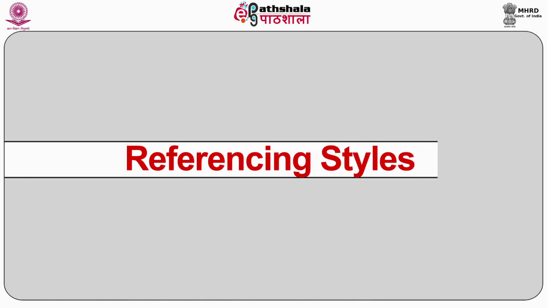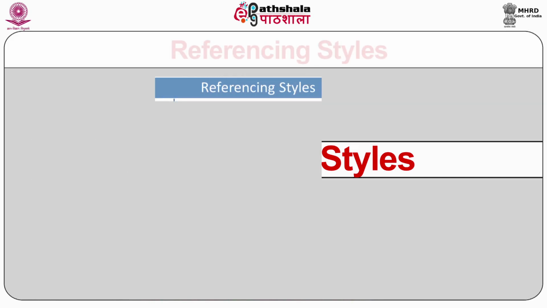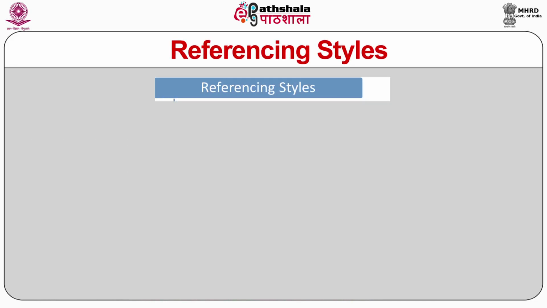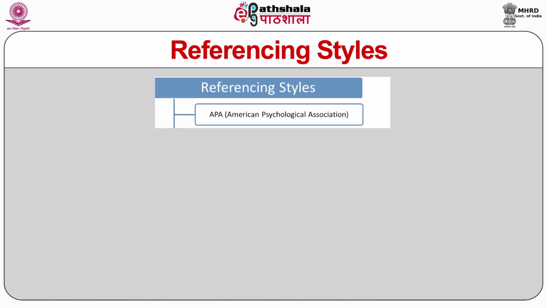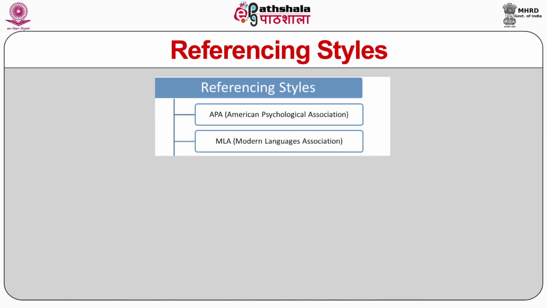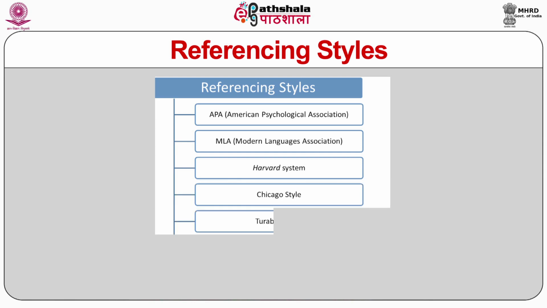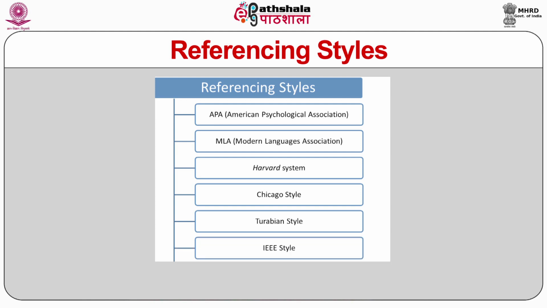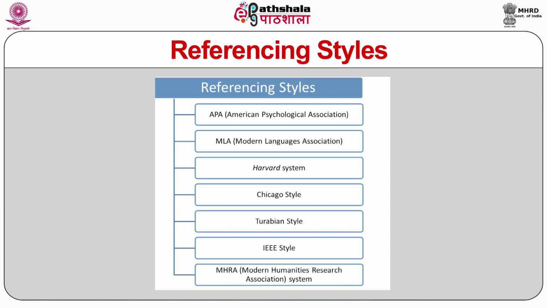Now friends, let's come to one of the most important parts of this module, that is the different referencing styles. There are a lot of referencing styles that are adopted worldwide. These are, first, the APA, the American Psychological Association. Second, the MLA, that is the Modern Languages Association. Third, the Harvard system. Fourth, the Chicago style. Fifth, the Turabian style. Sixth, the IEEE style. The seventh, MHRA, that is the Modern Humanities Research Association system.